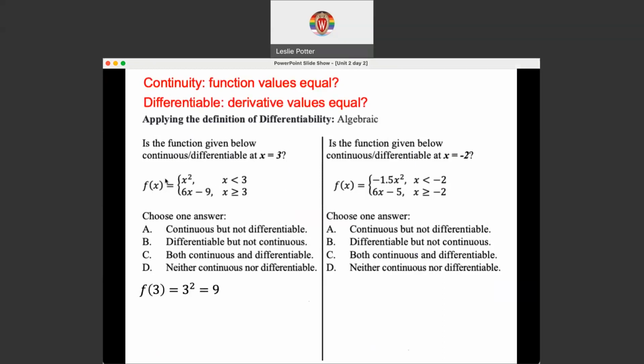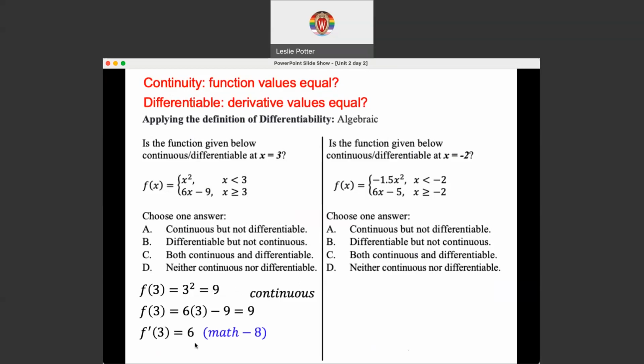Okay, so let's check continuity. I stick 3 into x squared, I get 9. I stick 3 into 6x minus 9, and I get 18 minus 9 is 9. So I get the same value. So we know we have a continuous function. So it's either A or it's C, right? Because those are the continuous ones.